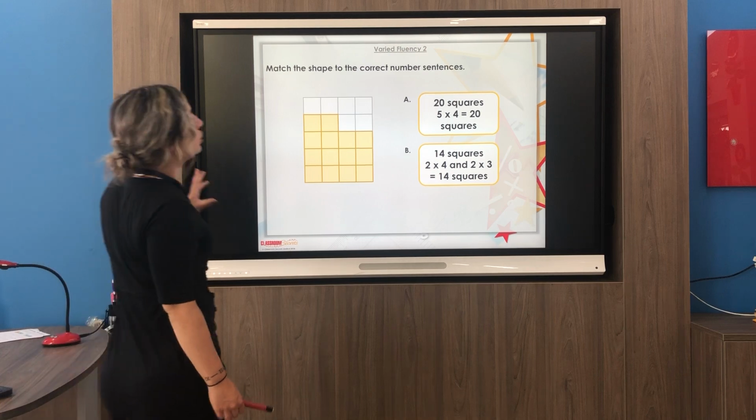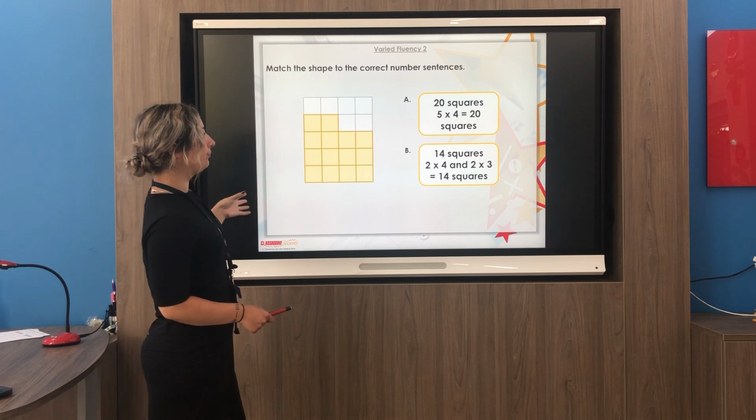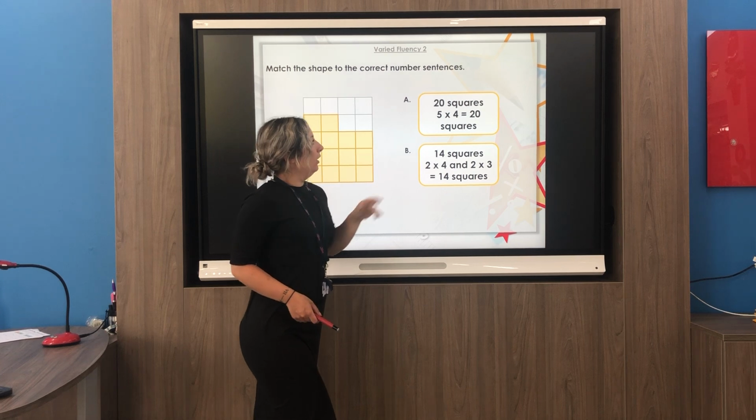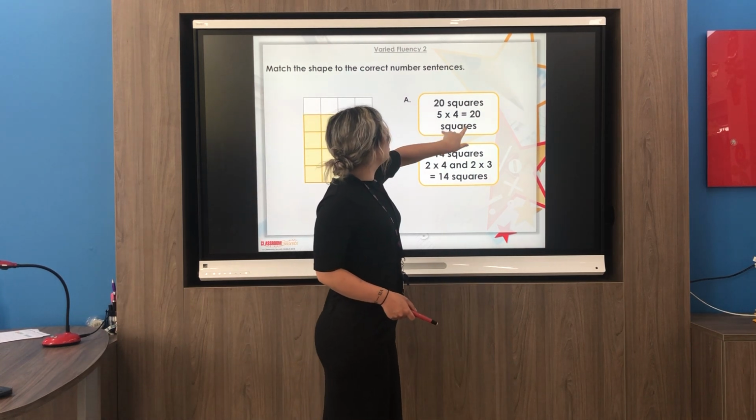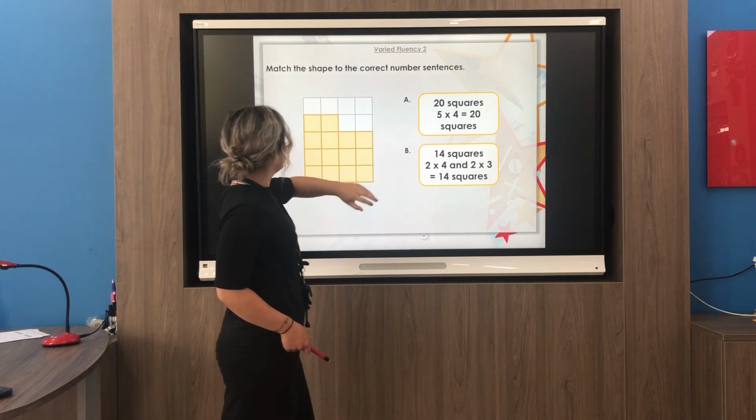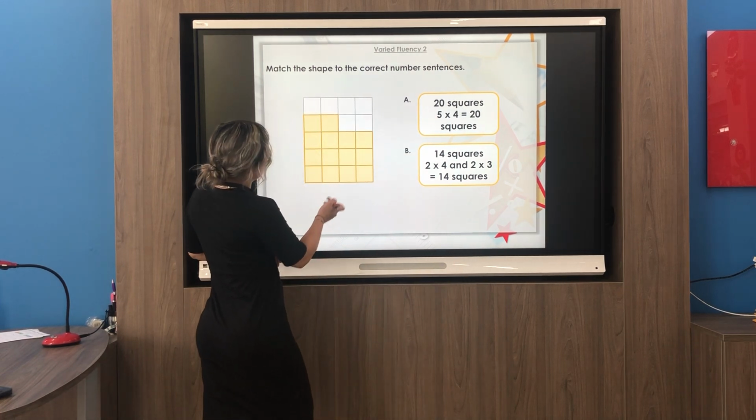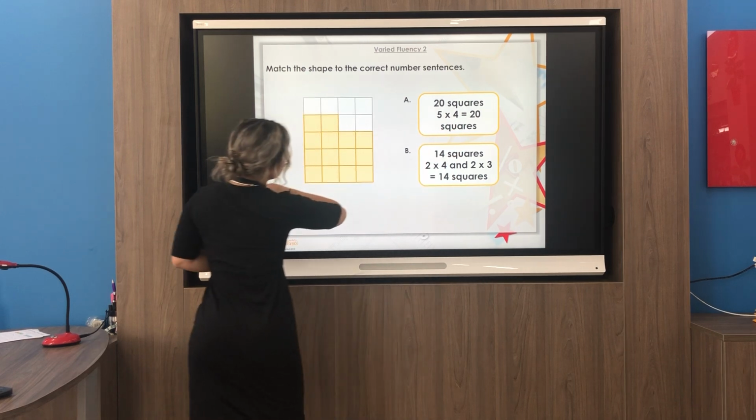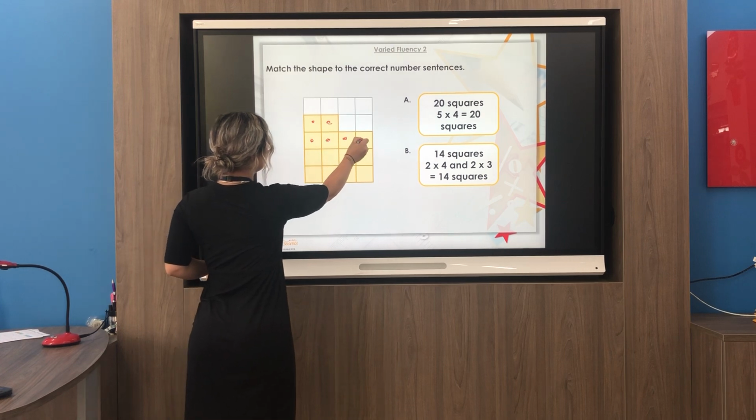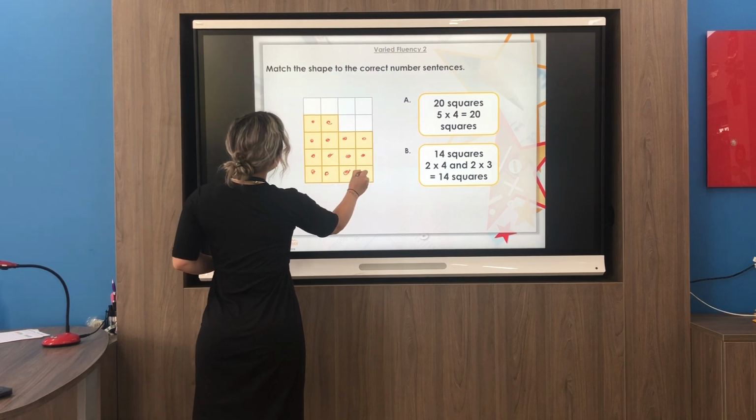Now this one is choosing which method is correct. So it is a two-step problem. We've got match the shape to the correct number sentence. A says that 20 squares is the area of the shape and they've worked it out by doing 5 times 4. So they've gone and counted 5 times 4 is 20 squares. Now let's have a look what we've got. We've got 1, 2, 3, 4, 5, 6, 7, 8, 9, 10, 11, 12, 13, 14.